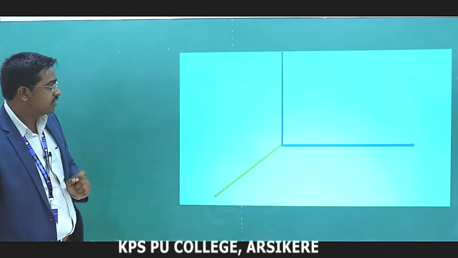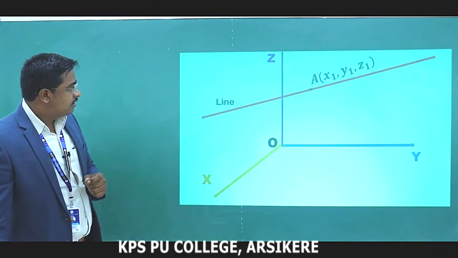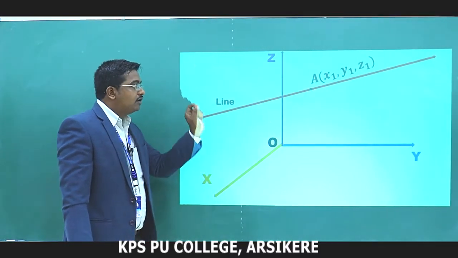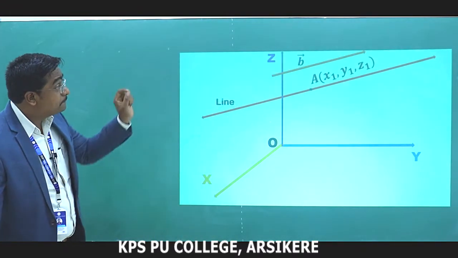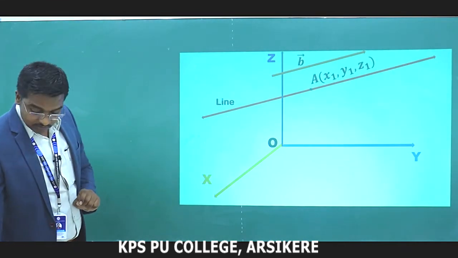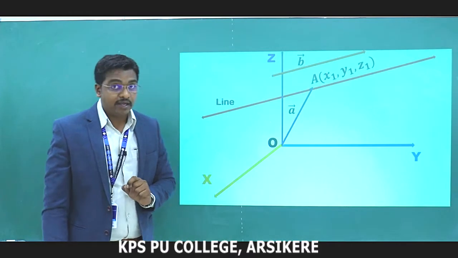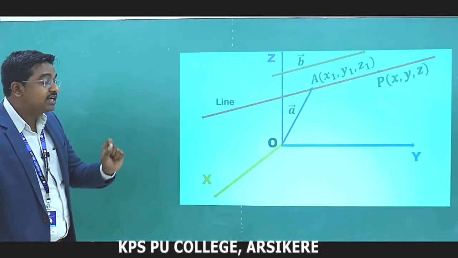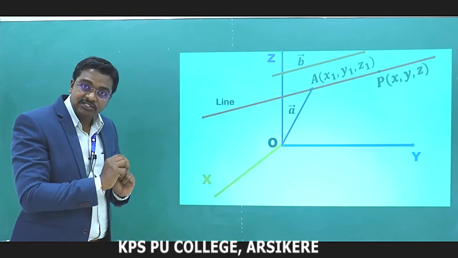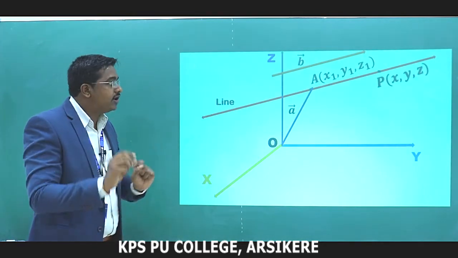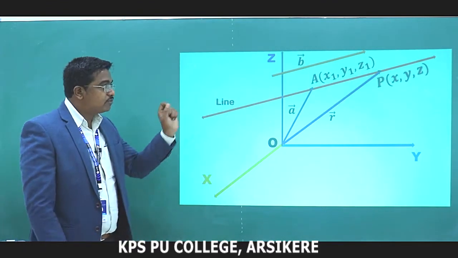Just observe here, we have the three dimensional space, with the x, y and z axes, and the point of intersection is the origin. The given line passes through the given point A of x1, y1, z1. This is the line passing through the given point and parallel to the given vector B. The position vector of the point A is vector OA, denoted by vector A. Let P of x, y, z be an arbitrary point, or the general point, on the line. Just remember, in 3D geometry the coordinate point in space is x, y, z, and the corresponding position vector is vector r.